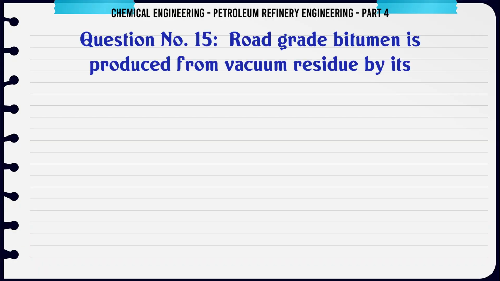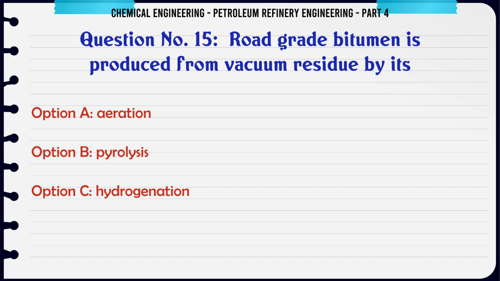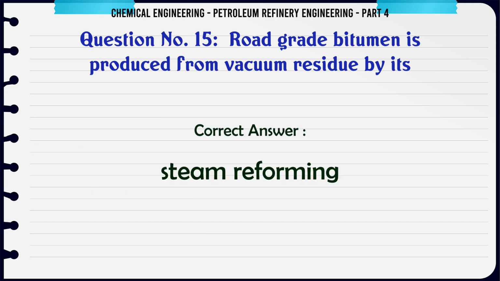Road-grade bitumen is produced from vacuum residue by its: A. aeration, B. pyrolysis, C. hydrogenation, D. steam reforming. The correct answer is steam reforming.